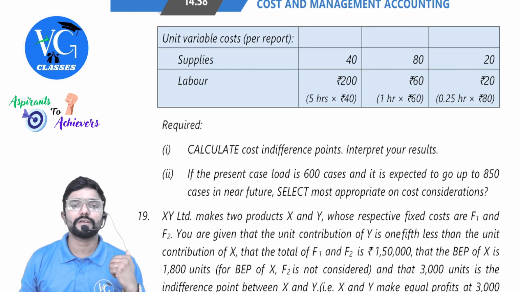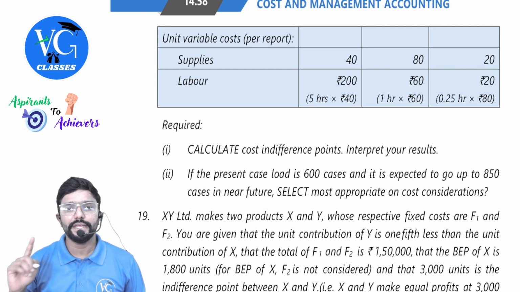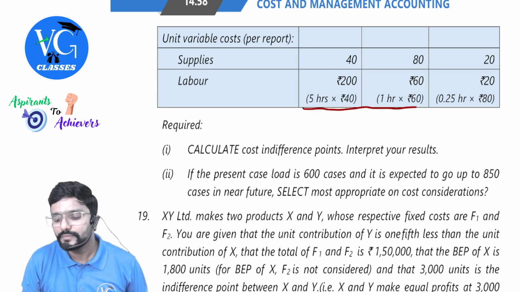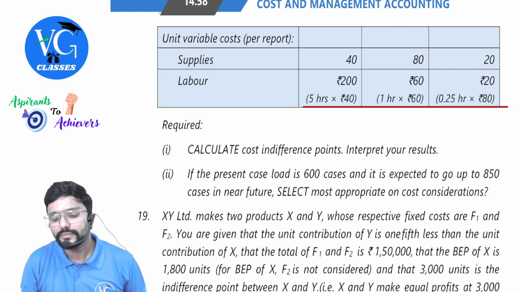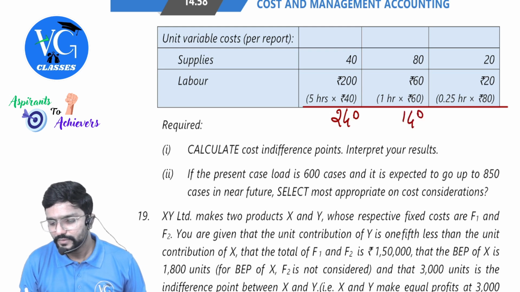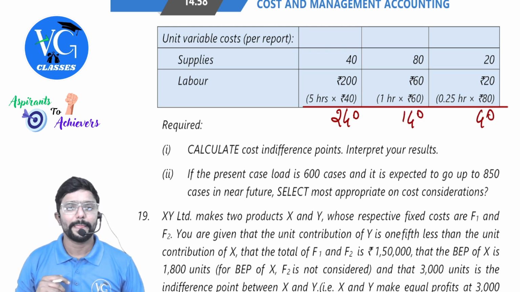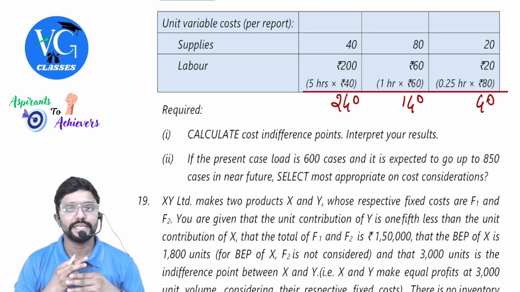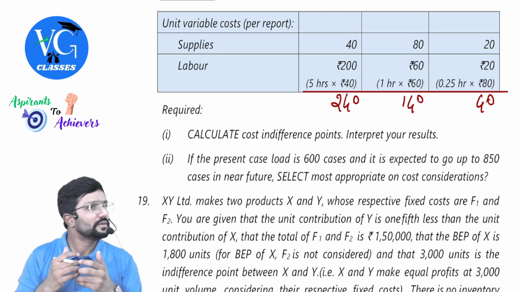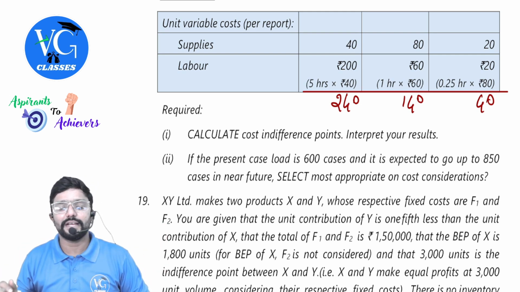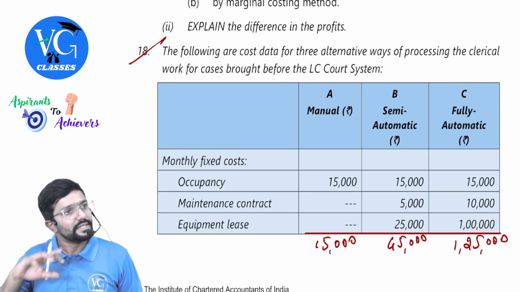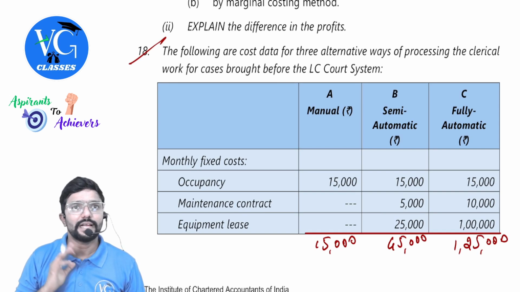Unit cost, variable cost per report: 40, 80, 20, labor 260, 20. Add up here also: 240, 140, 40. Calculate the cost indifference points and interpret your results. Guys, whenever you are doing this, you have to do it between two. You cannot consider all three. For example, you have to do between A and B, then B and C, A and C. Like that. Clear?